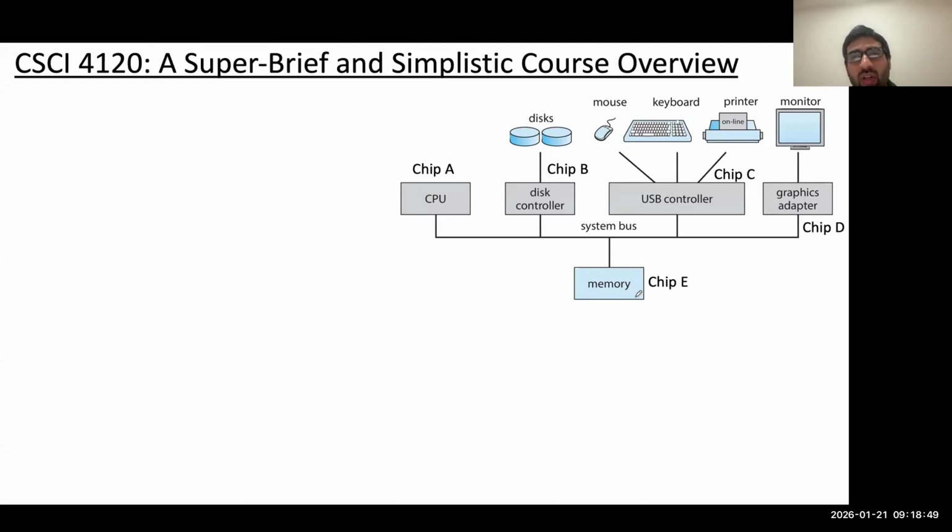So in this figure, again, we have different components represented by these rectangles. For example, you have a CPU, disk controller, USB controller, graphic adapter, memory, and so on, right? But now each one of these components is a separate chip on its own. The CPU is chip A, the disk controller is chip B, memory is chip E, and so on. All these chips are connected together through the system bus, right? So here our system consists of multiple chips connected with each other. That is the main difference compared to what we have seen in the previous slide.